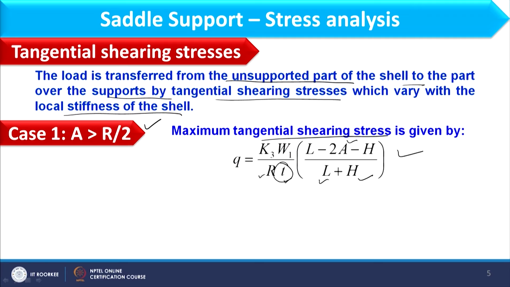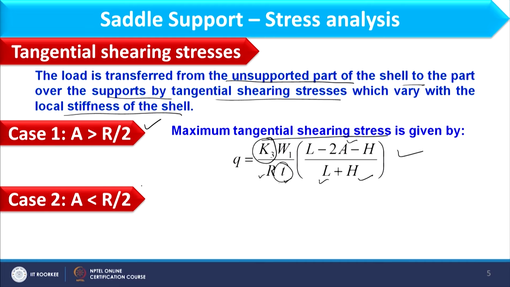Now, what is this T that appears in the F1 and F2 expressions also? This T is basically the minimum thickness of the shell, because we are discussing stresses in the shell. Here we have this design constant K3 that we will discuss further along with K1 and K2.